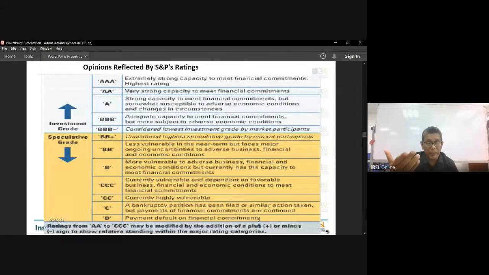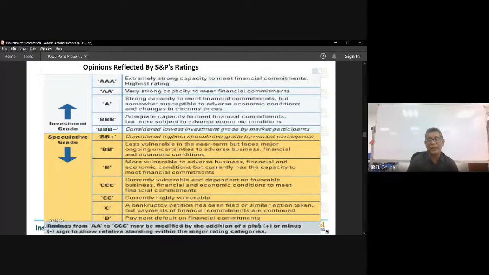Now there are speculative rates and investment rates. All these rating agencies have a cutoff point where you have an investment rate, and the others are speculative rates. Once it comes to the speculative rate, what happens? When you go for borrowing or issuing bonds and things like that, you need to pay a little higher interest rate. You need to pay more premium in that case.